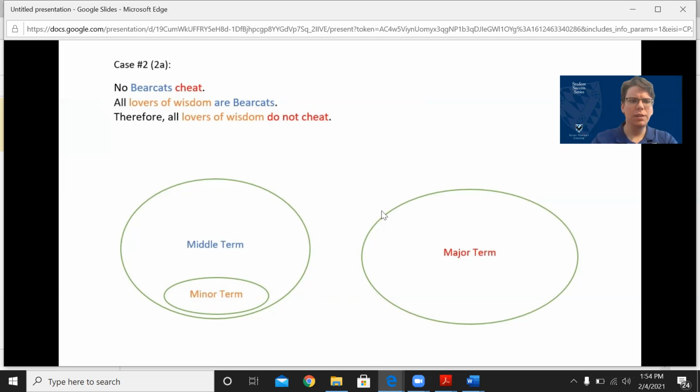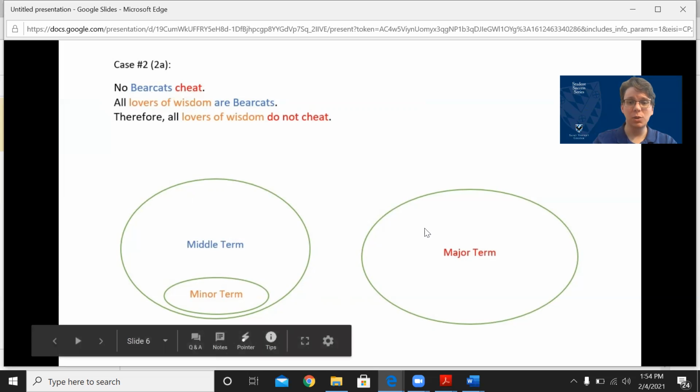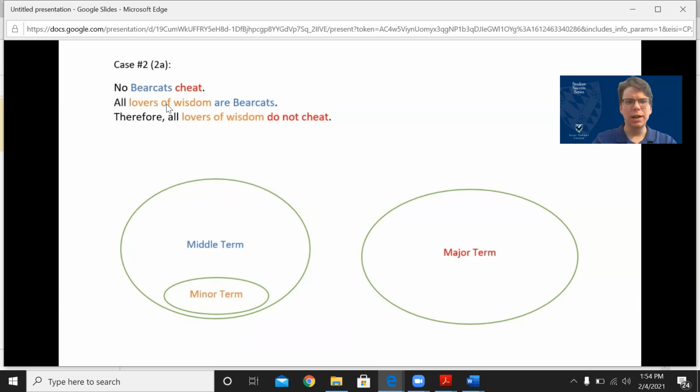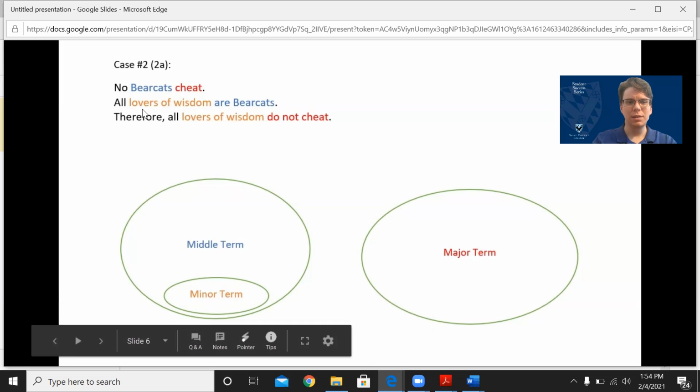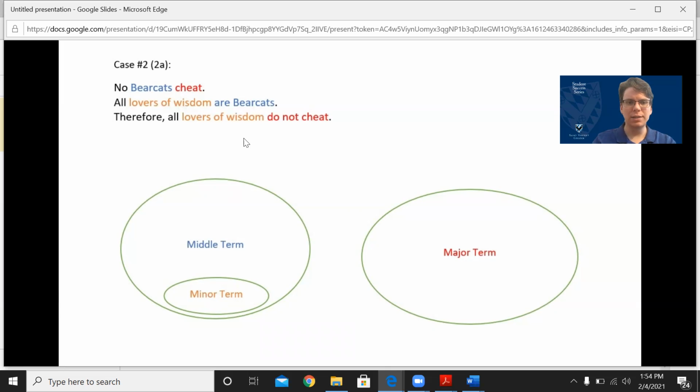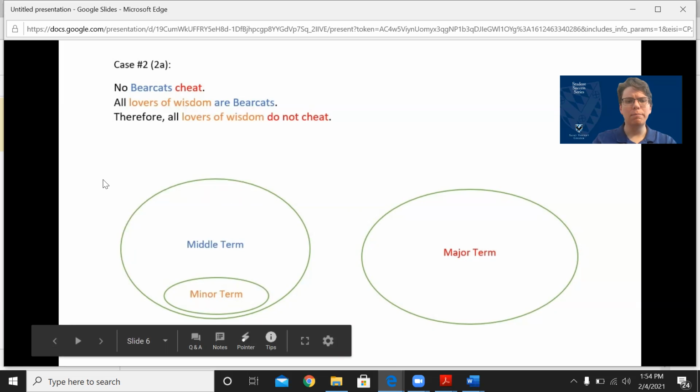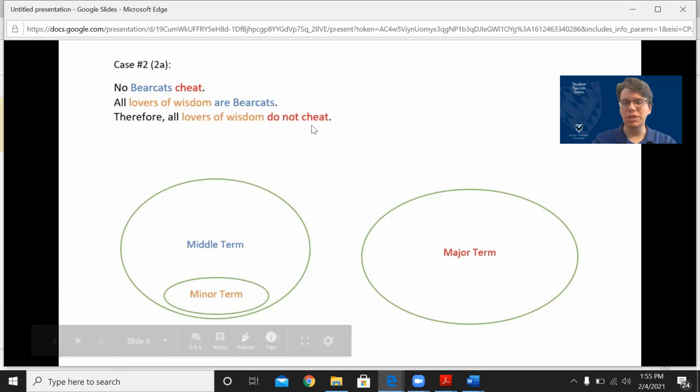We see in the diagram here that the major term is cheating, and the no part of this sentence excludes bearcats from that group. So we have our middle term, bearcats, being excluded entirely from the major term, cheating. And the minor term, which becomes our subject in the conclusion, is contained within the group of bearcats. All lovers of wisdom are bearcats. So since these two have some overlap, and that overlap is going to become important, we can draw the conclusion that lovers of wisdom do not cheat. So it is a valid syllogism.